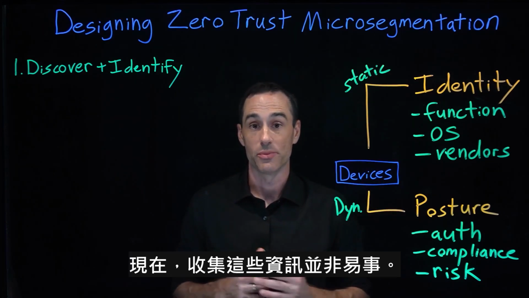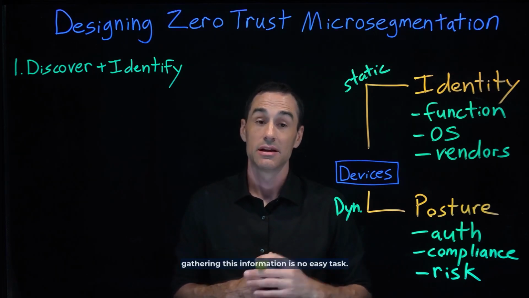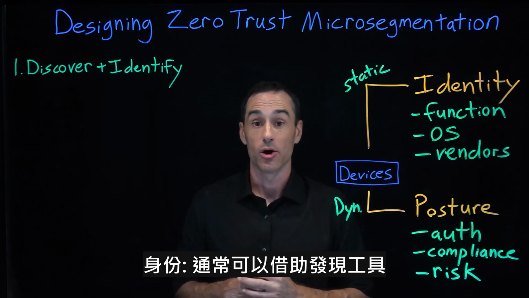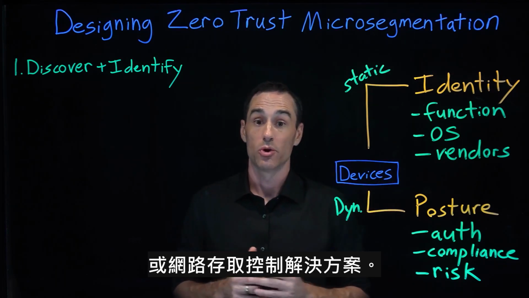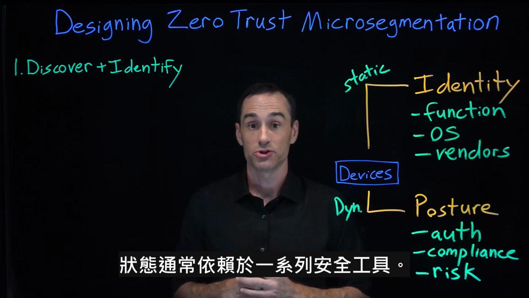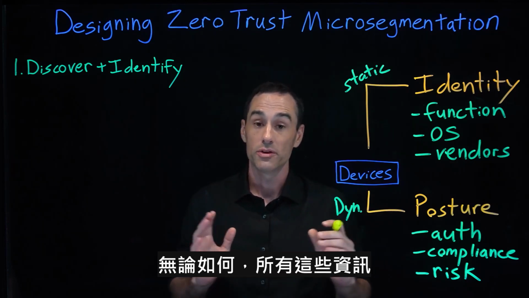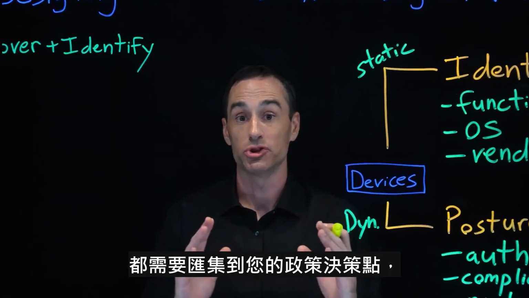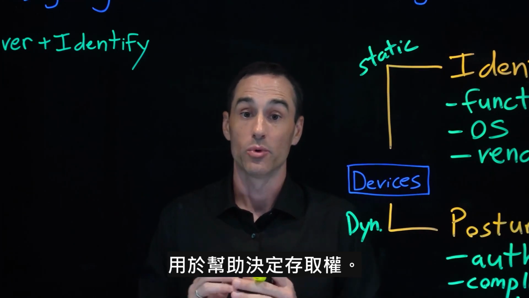Now, gathering this information is no easy task. Identity can usually be helped by having discovery tools or network access control solutions. Posture usually falls to a range of security tools. Whatever the case, all this information needs to flow up to your policy decision point, where it can be used to help decide access.